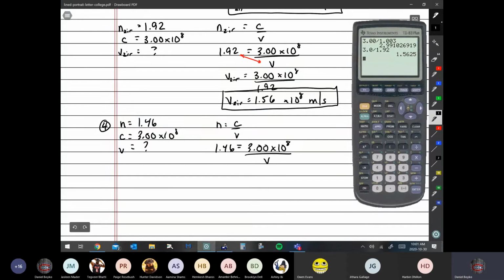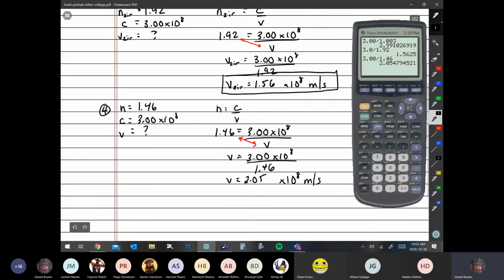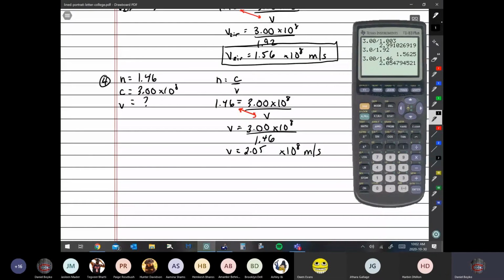So just like the previous question, I'm just substituting in all my values. I'm going to use my quick trick here. V equals 3 times 10 to the 8 over 1.46. And V equals, again, my answer will be times 10 to the power of 8 meters per second. 3 divided by 1.46. So 2.05. Now, our last part of this is to figure out how long it takes for light to travel through a 1 centimeter piece of quartz.